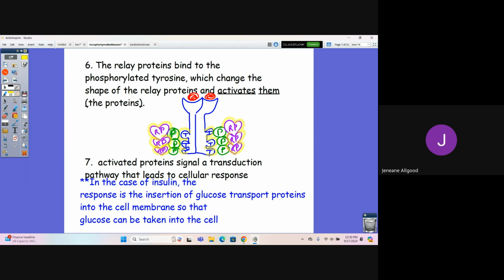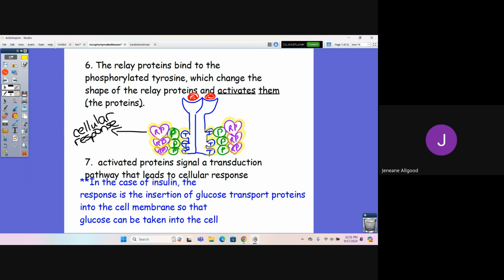Okay, and these activated relay proteins then typically are going to unbind, and they are going to go trigger a cellular response, which can be a lot of different things. So in the case of insulin, the cellular response is going to be the insertion of glucose transport proteins into the cell membrane so that glucose can be taken into the cell. Because remember, that's kind of what insulin does.